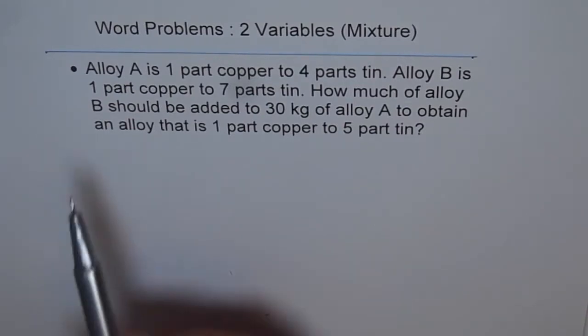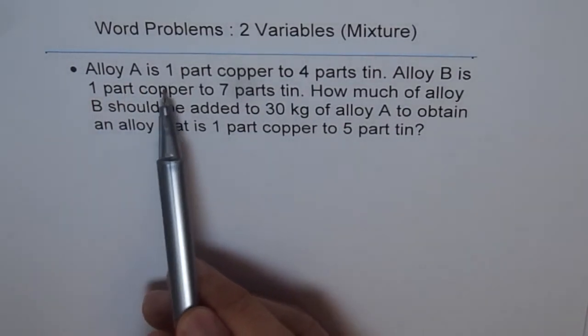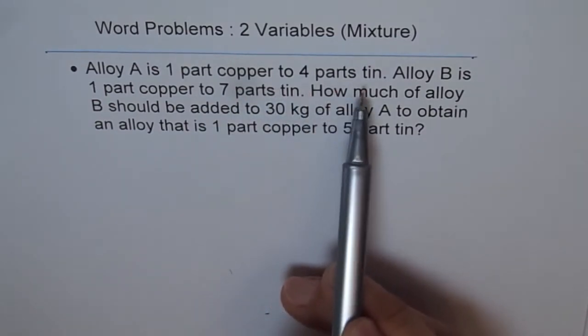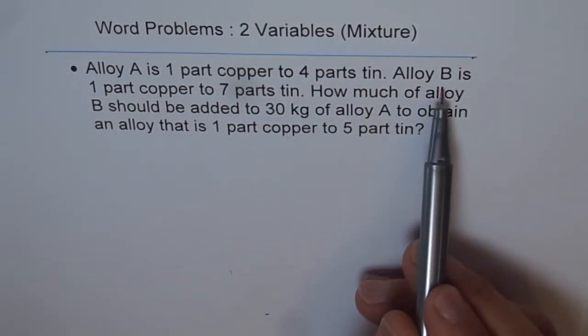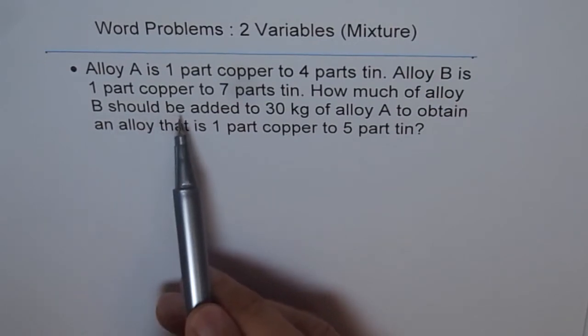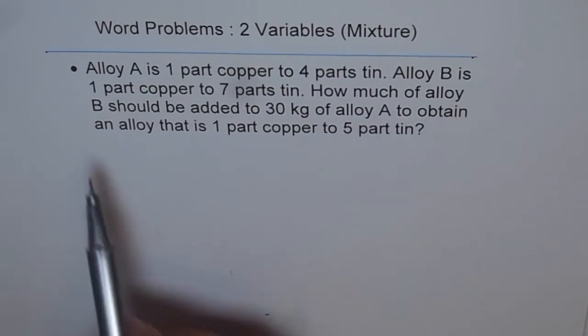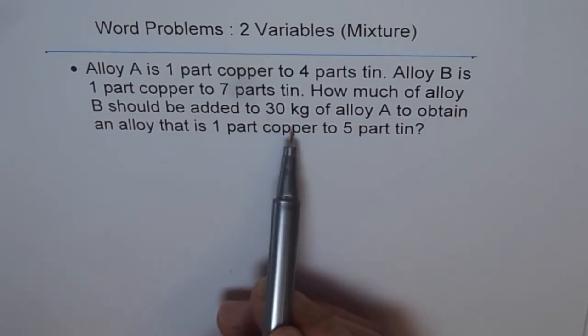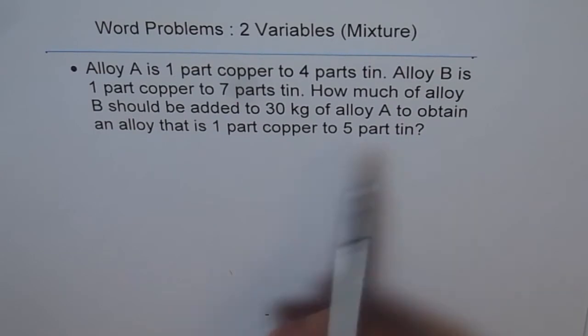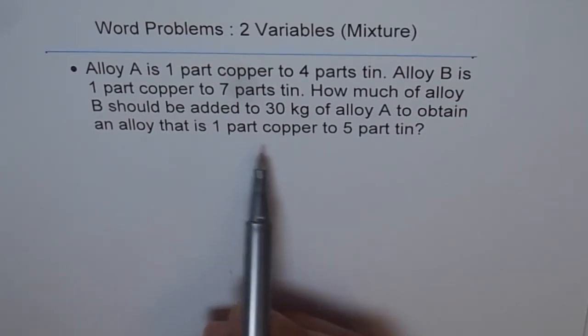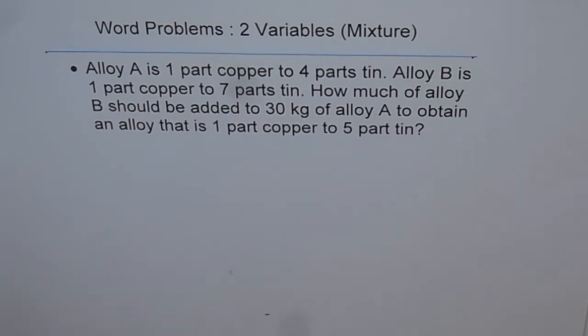The question here is, alloy A is 1 part copper to 4 parts of tin. Alloy B is 1 part copper to 7 parts of tin. How much of alloy B should be added to 30 kg of alloy A to obtain an alloy that is 1 part copper to 5 parts tin? So that's the problem. Here, if you see, there are a lot of variables involved. Now, how to do such problems?